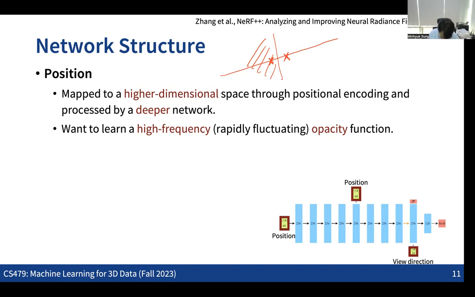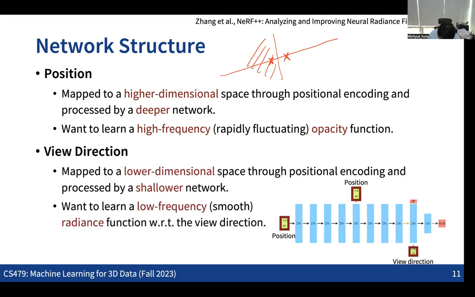And that's why we are mapping the position values from the very beginning, and also processing that with the deeper network. But for the radiance, especially with respect to the view direction, even when we change the view direction, we may not want to see some kind of dramatic change of the color, right?